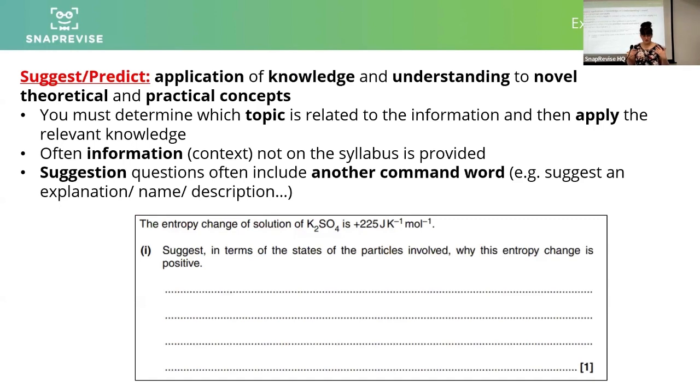So I have not been given this exact context, but I do have theory to be able to work out what's going on. And specifically, I'm looking at K2SO4. The entropy change of solution of K2SO4 is a positive value. So why would it be positive? It's only worth 1 mark, but they've given us a lot of space for it. So that suggests to me that I might need maybe a slightly longer sentence to give my answer.